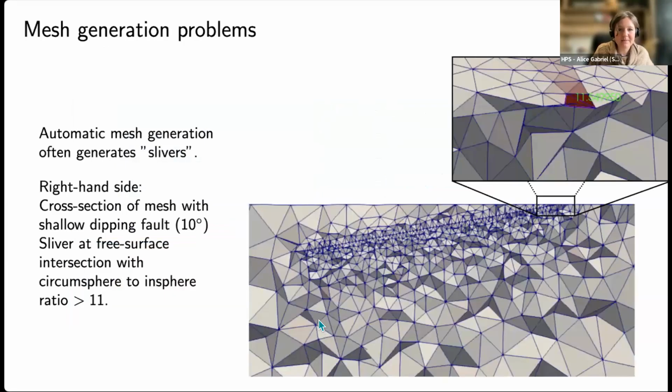Mesh generation problem: I said before, tetrahedral meshes can have sliver elements. This is how a sliver element looks like. You have this very tiny triangle that's trying to squeeze in at a fault intersecting with a free surface. This is something that's tricky to spot if you're thinking about a mesh of, I don't know, hundreds of millions of elements of a subduction zone.